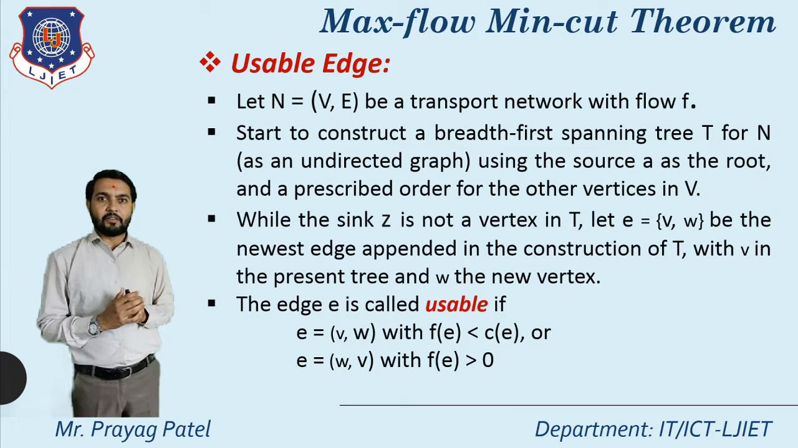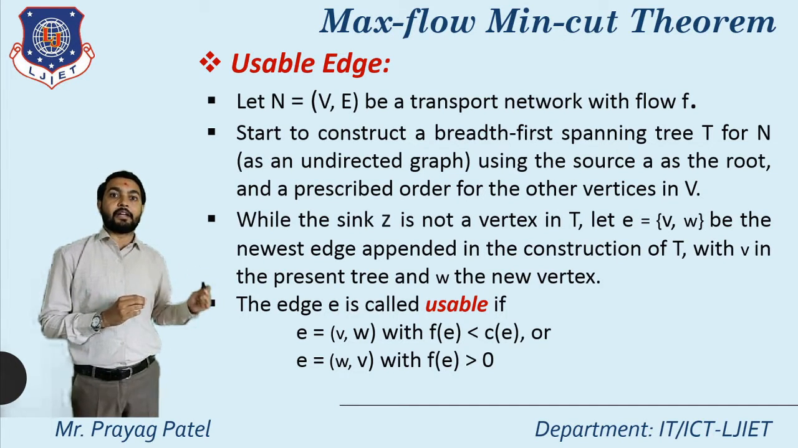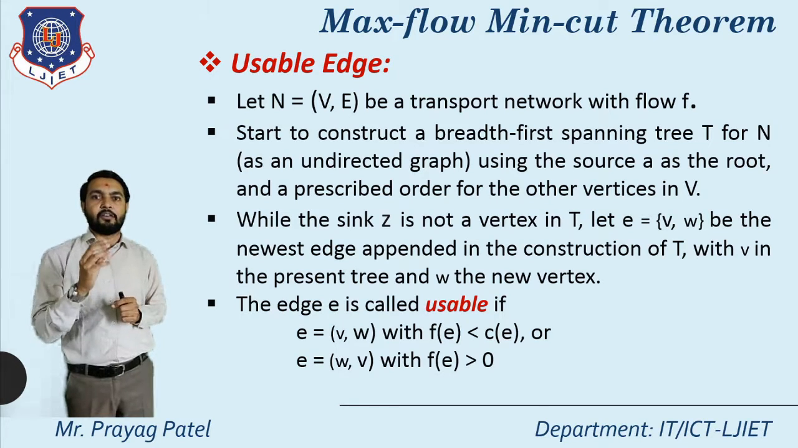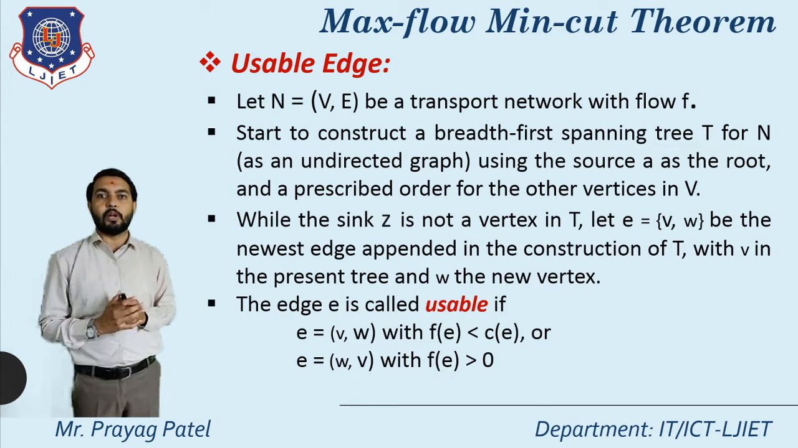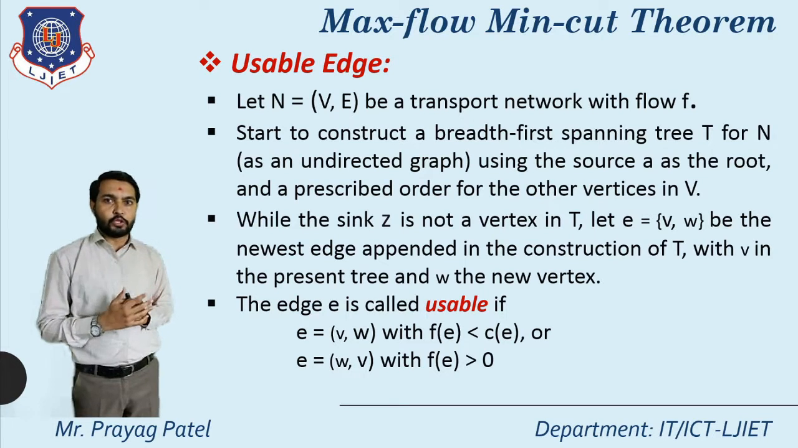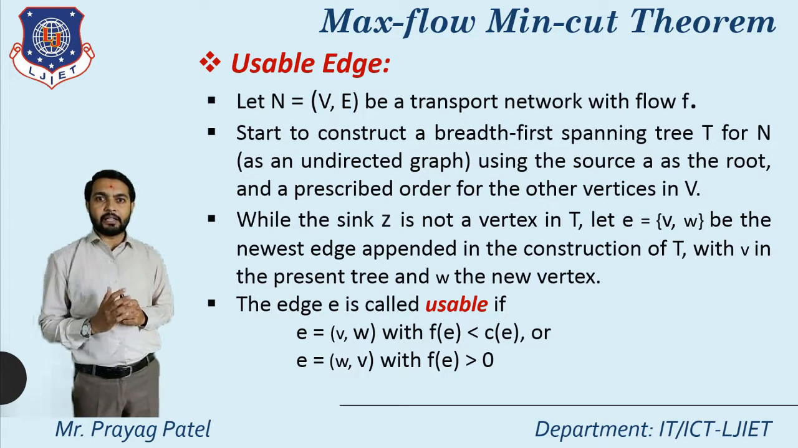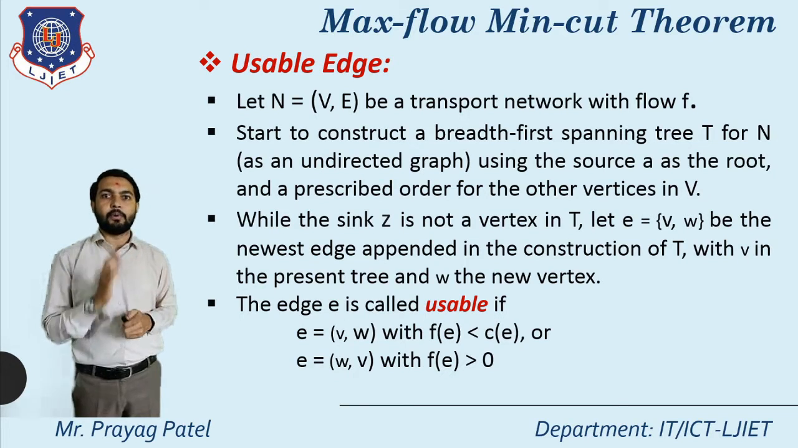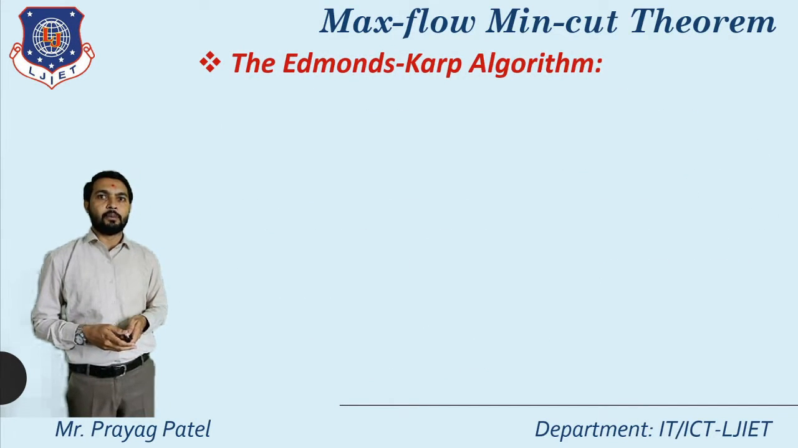If a backward edge is available, then the flow of E is greater than 0. Then we can say that this particular edge is usable. So if the flow is less than the capacity for a forward edge, then it is usable. If the flow is greater than 0 for a backward edge, then it is usable. So this is the definition of usable edges.